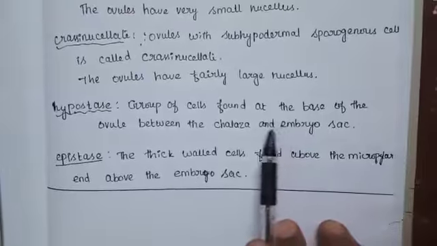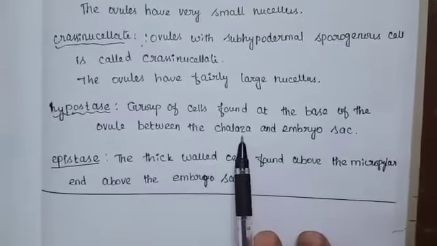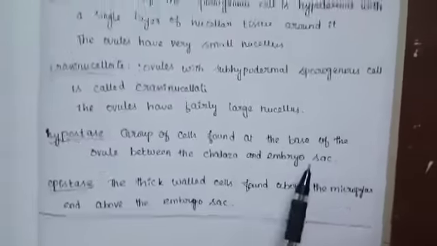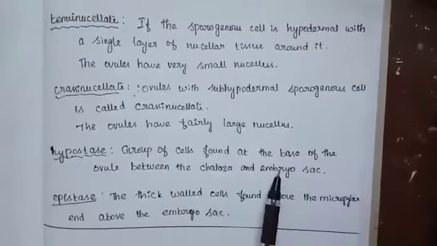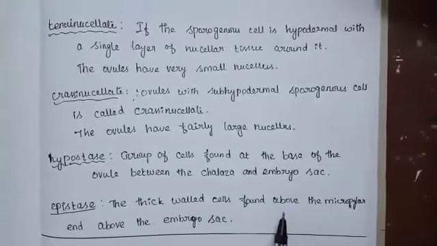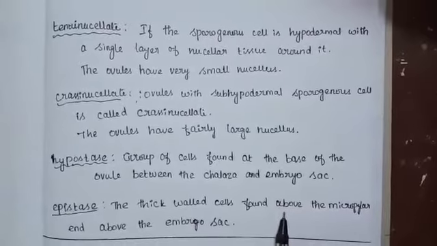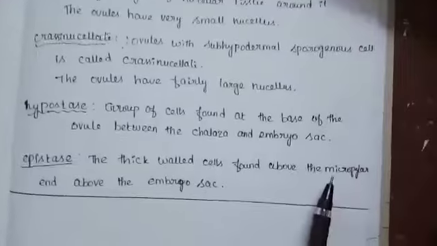Next, hypostase. What is hypostase? A group of cells found at the base of the ovule between the chalaza and the embryo sac. You know very well where the chalaza is and where the embryo sac is; the cell group between them is called hypostase. Then what is epistase? The thick walled cells found above the micropylar end, above the embryo sac, are called epistase.